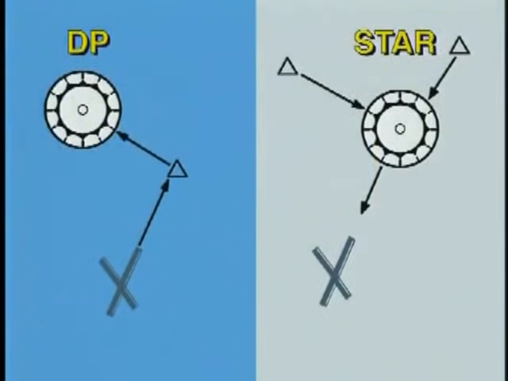Standard terminal arrival routes, or STARs, use similar charting conventions as departure procedures. Unlike departure procedures, which help you navigate from an airport to the en route structure, STARs take you from the en route structure down to the vicinity of an airport. They terminate at a fix or navaid from which you can begin an instrument approach procedure, or at a position where ATC can vector you for an approach.